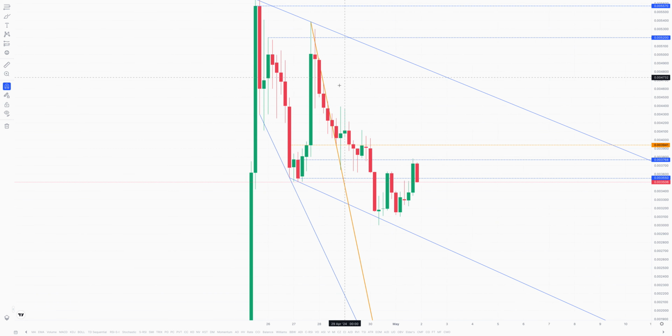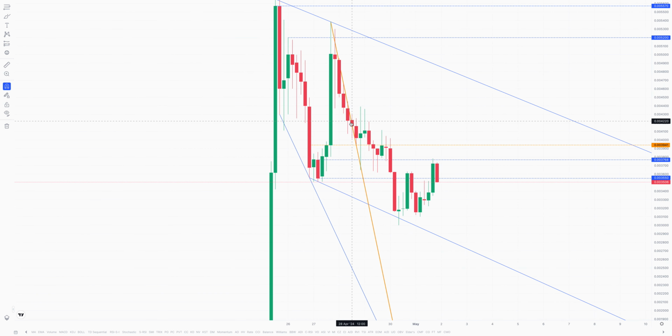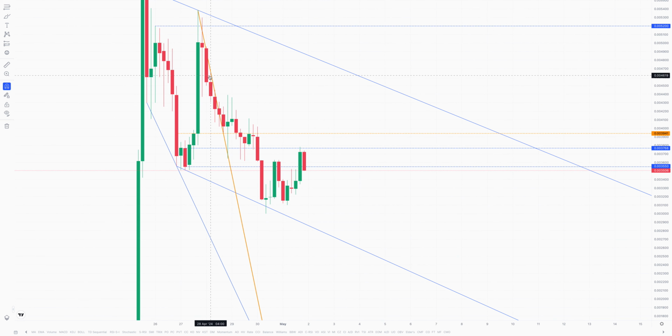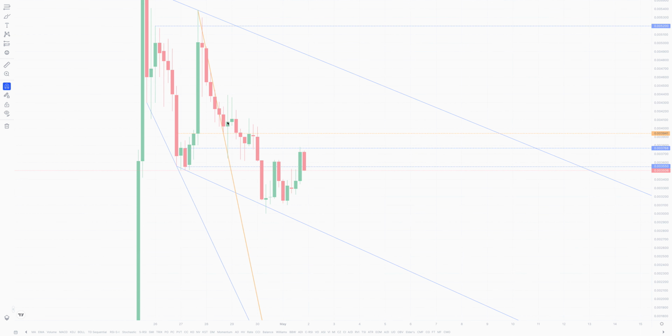Anyways, looks like here is the 28th, right? This is the last time I had updated Doge on this time frame. So we have some 1-hour levels here. Okay, let's go to the 1 hour and see what happened.